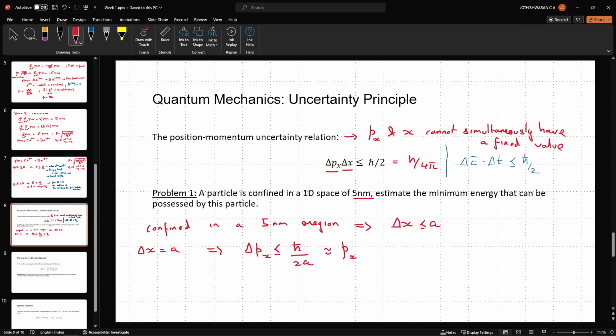So if X is fixed, Px cannot take a definite value. In fact, if delta X tends to 0, delta Px will tend to infinity. Similarly, if delta Px tends to 0, delta X will tend to infinity. Both of these are unrealistic cases. So usually delta X will have a finite value and delta Px will also have a finite value. What this means is that a quantum particle is actually never truly at rest.